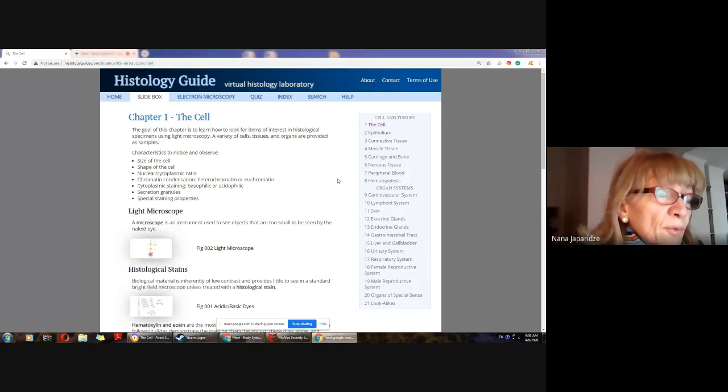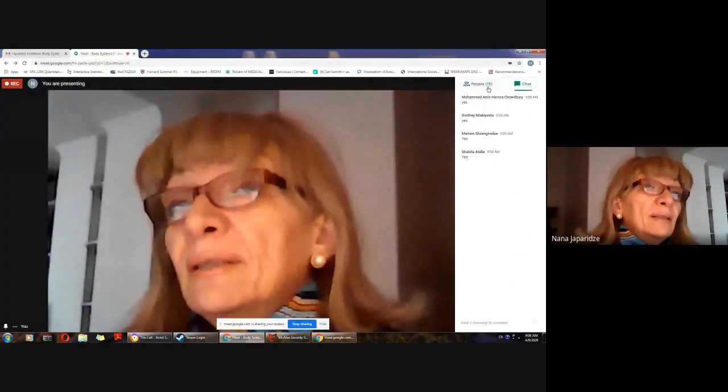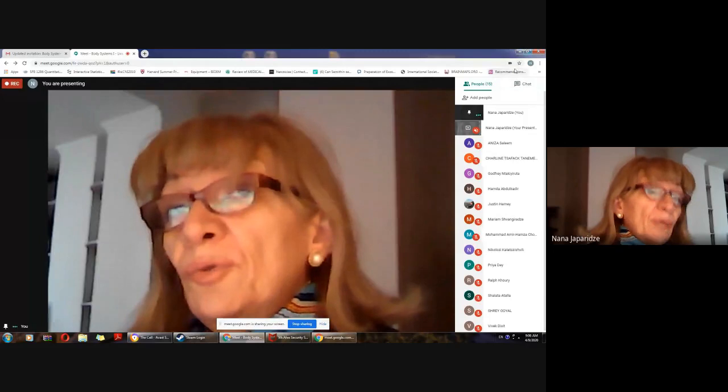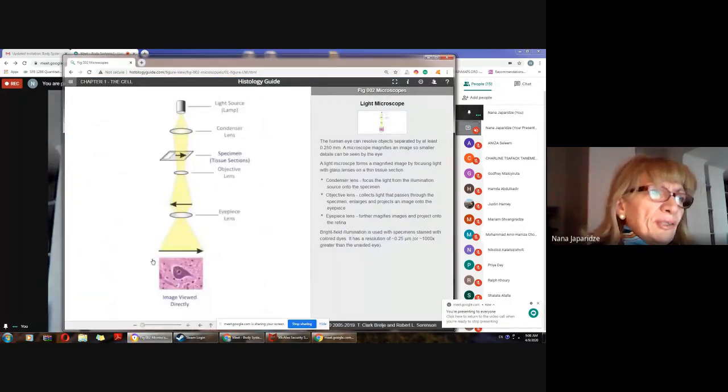For educational purposes, mostly light microscopic images are used, TEM images, I mean transmission electron microscopic images, and SEM images, which means scanning electron microscopic images. Let me briefly describe how the light microscope works.